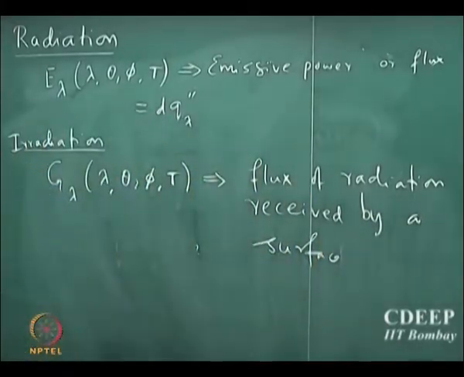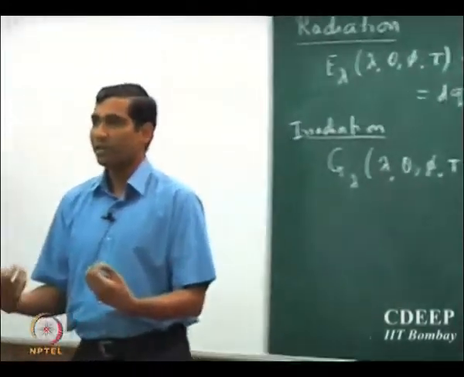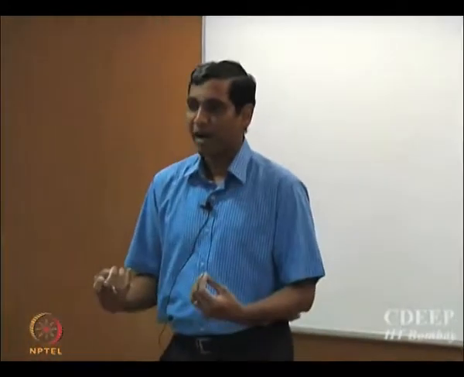The flux of radiation received by a surface. So far we talked about what is the net emission from a surface. Remember that when we first discussed the mechanisms of radiation, we said that any body, any form of matter is going to emit and absorb radiation. So if you have to characterize the radiation process, you will have to characterize the emission, the absorption, and also the reflection.